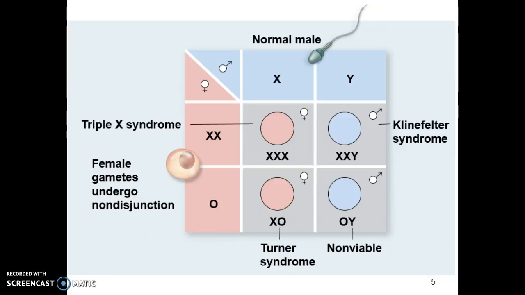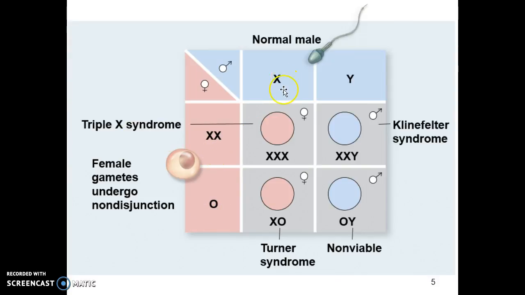Here's how it could look setting up on a Punnett square. Normal male, XY chromosome. Those rip apart during meiosis, and the X goes to the child or the Y goes to the child in the sperm. If non-disjunction happens in mom, two X's stay in this cell. Nothing goes into this cell.